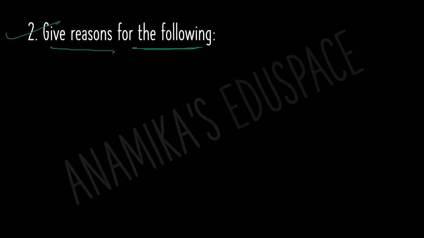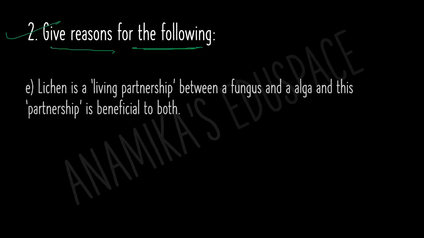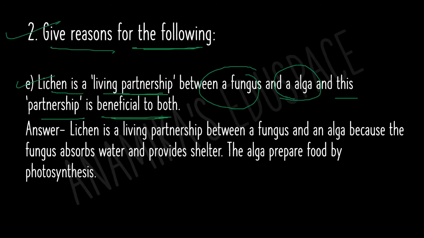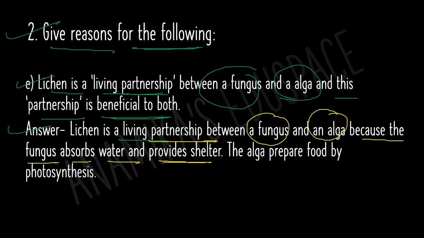Give reason for the following. E. Lichen is a living partnership between a fungus and an alga, and this partnership is beneficial to both. Answer. Lichen is a living partnership between a fungus and an alga, because the fungus absorbs water and provides shelter. The alga prepares food by photosynthesis. Clear, students? Let's move ahead.